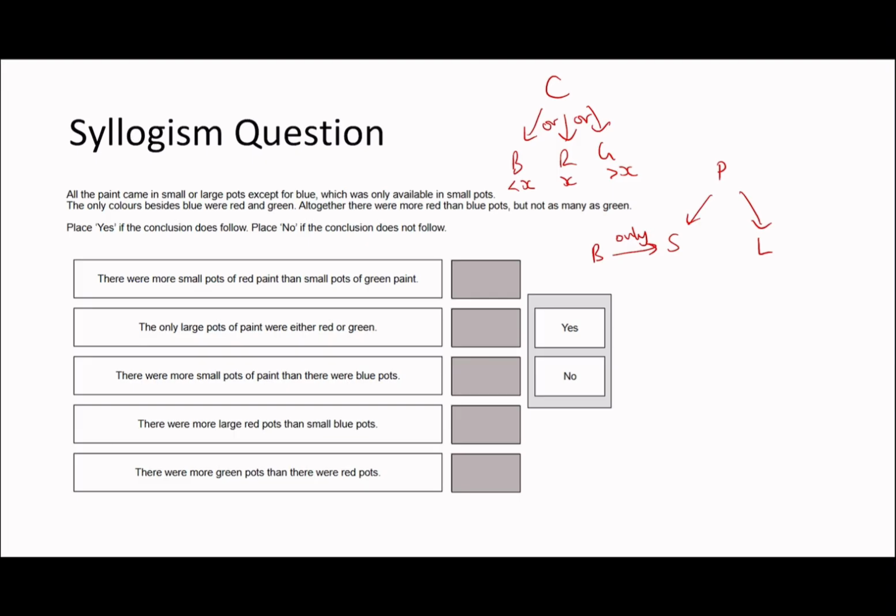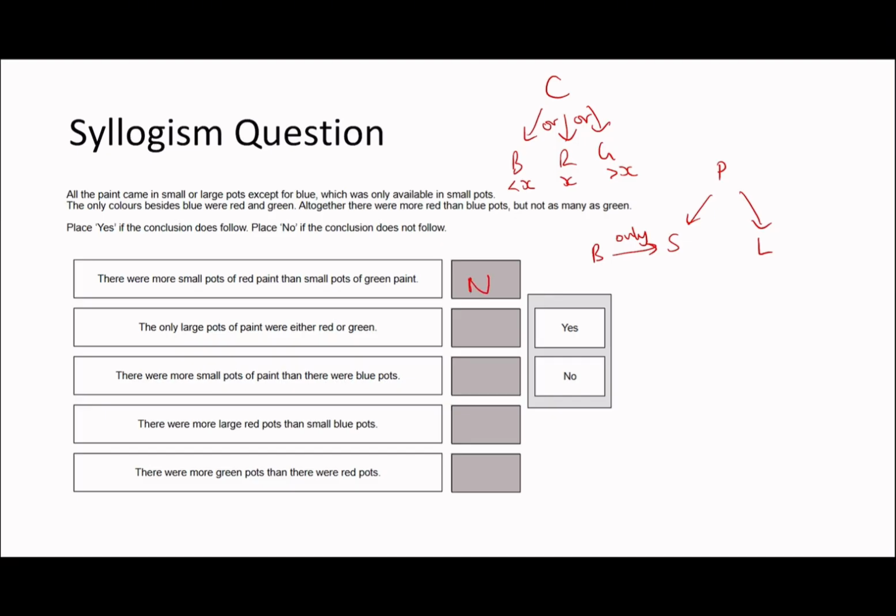So, there were more small pots of red paint than small pots of green paint. Well, the point here is we don't know. We're not given enough information. All we know is that only blue is small, and it says all paint came in small or large except for blue, which is only in small pots. All of the paint is small or large. So yes, there'll be small pots of red paint, there'll be small pots of green paint. Obviously you can just conclude no immediately because there's not enough information here.